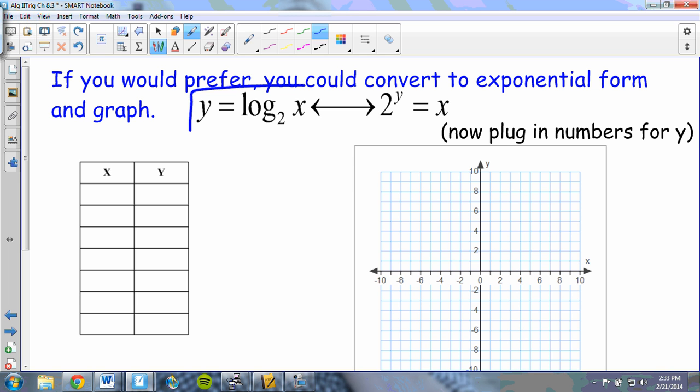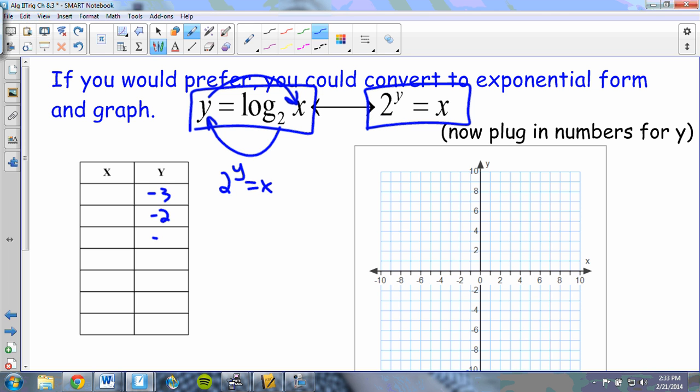I can take this and convert it. I can do 2 to the y equals x with my circle thing. 2 to the y equals x, and that's what this is. So now I could be plugging numbers in for y instead of for x. I could plug in -3, -2, -1, 0, 1, 2, 3 for y, and then 2 to the -3 is an eighth, a quarter, a half, 1, 2, 4, 8. That's going to give me the same curve that I had before. That's not a great graph, but we're going to live with it for now.